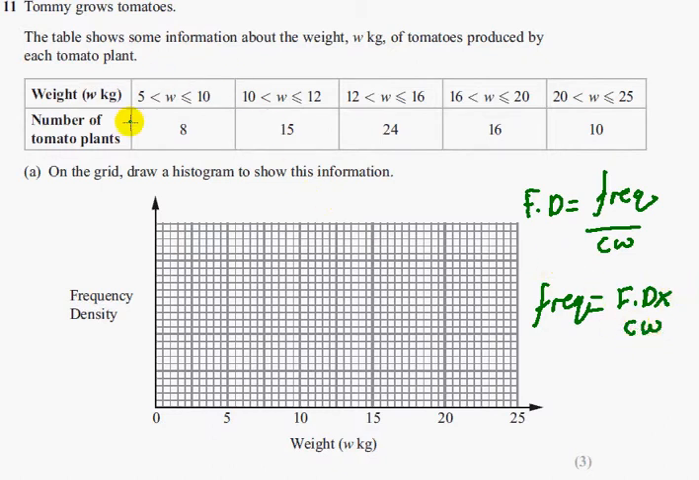Okay, so I'm just going to write the class widths down here. The class widths are 5, 2, 4, 4, and 20 to 25 is 5. And I'm going to do frequency density on the top. So get this right way round: this is frequency divided by class width, which gets you to frequency density. So frequency, which is 8, divided by 5, not 5 divided by 8. So 8 divided by 5 is 1.6.